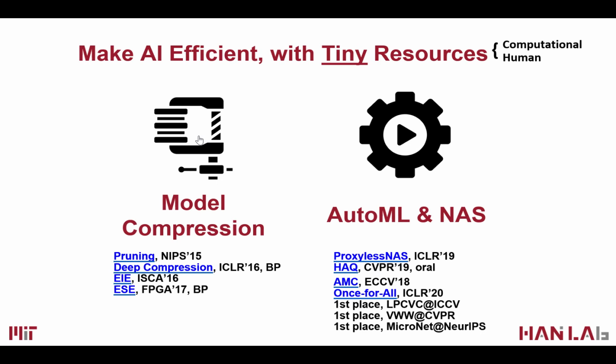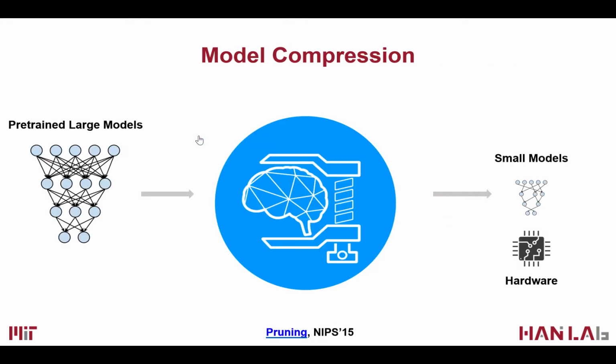So our efforts focus on making deep learning efficient, even with these tiny resources, including the computational resources and the human resources. In this talk, we are going to first talk about model compression, focusing on the computational resources, and then AutoML and NAS, focusing on the human resources. To cope with tiny computational resources, we are the first pioneers proposing the model compression technique. Model compression shrinks the size of existing pre-trained large models into small models so that they can fit into the hardware without loss of accuracy.